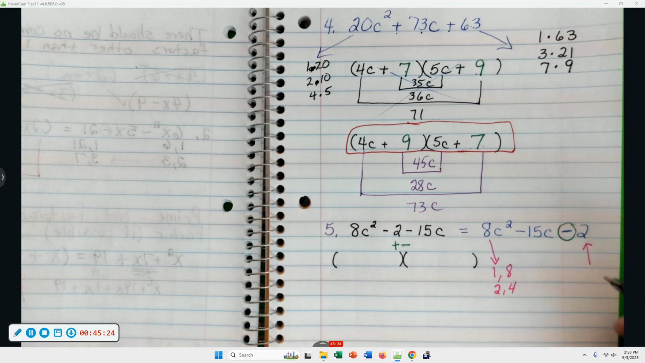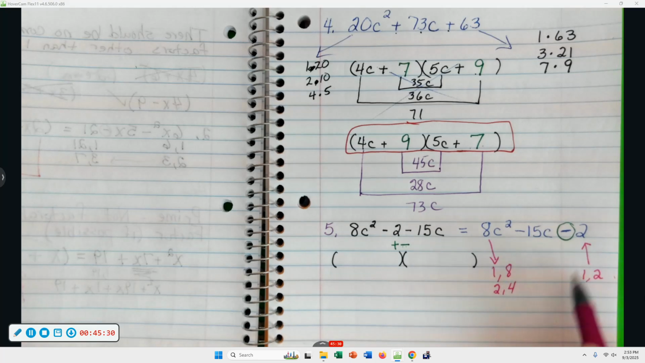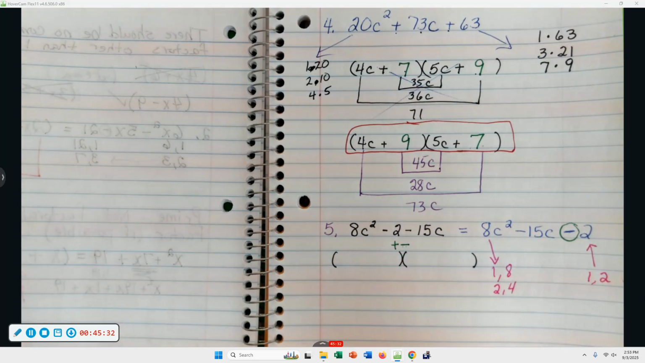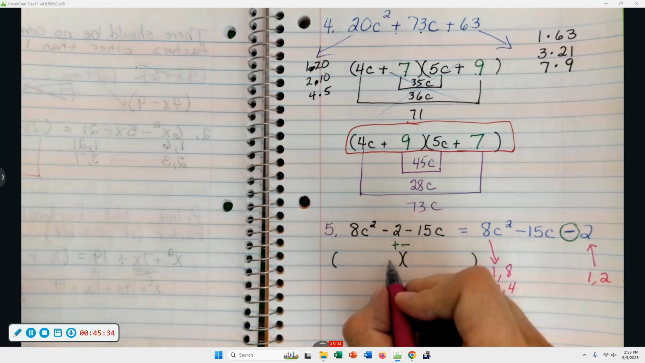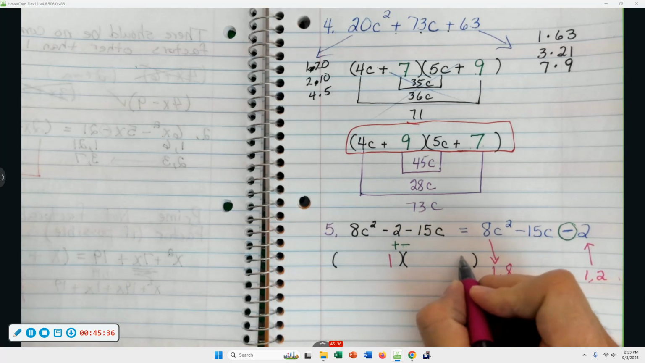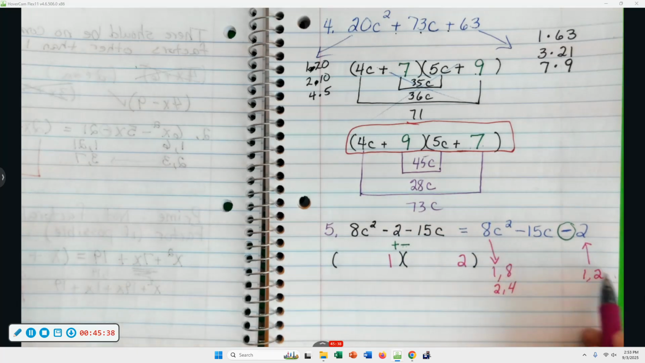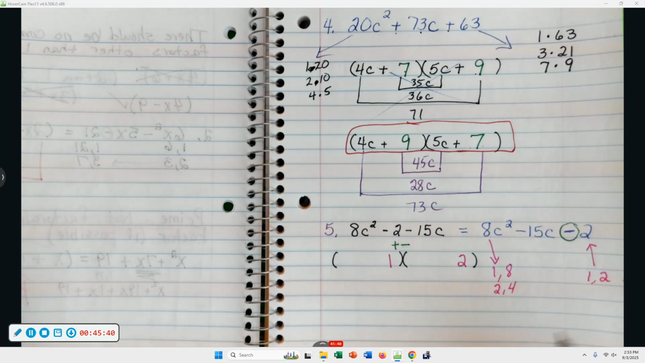What about for 2? 2 times 1. That's the only thing possible for 2. So I'm going to do something different from what I've been doing. Since I know it's got to just be 1 and 2, I'll fill those in first. It's these things here that are going to give us the problem.